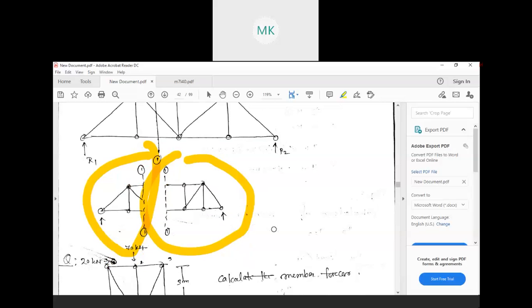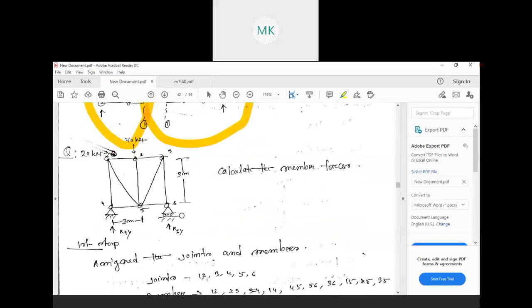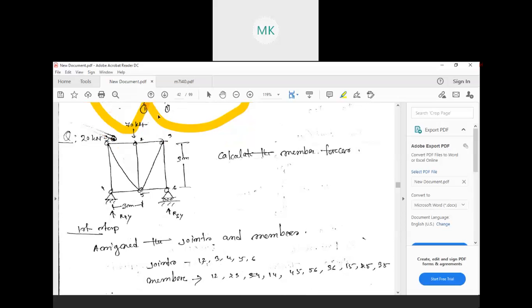Let's take a simple numerical for your understanding. We are considering a truss with six joints, and some loads are applied. We need to calculate the member forces. So how are we going to solve this?